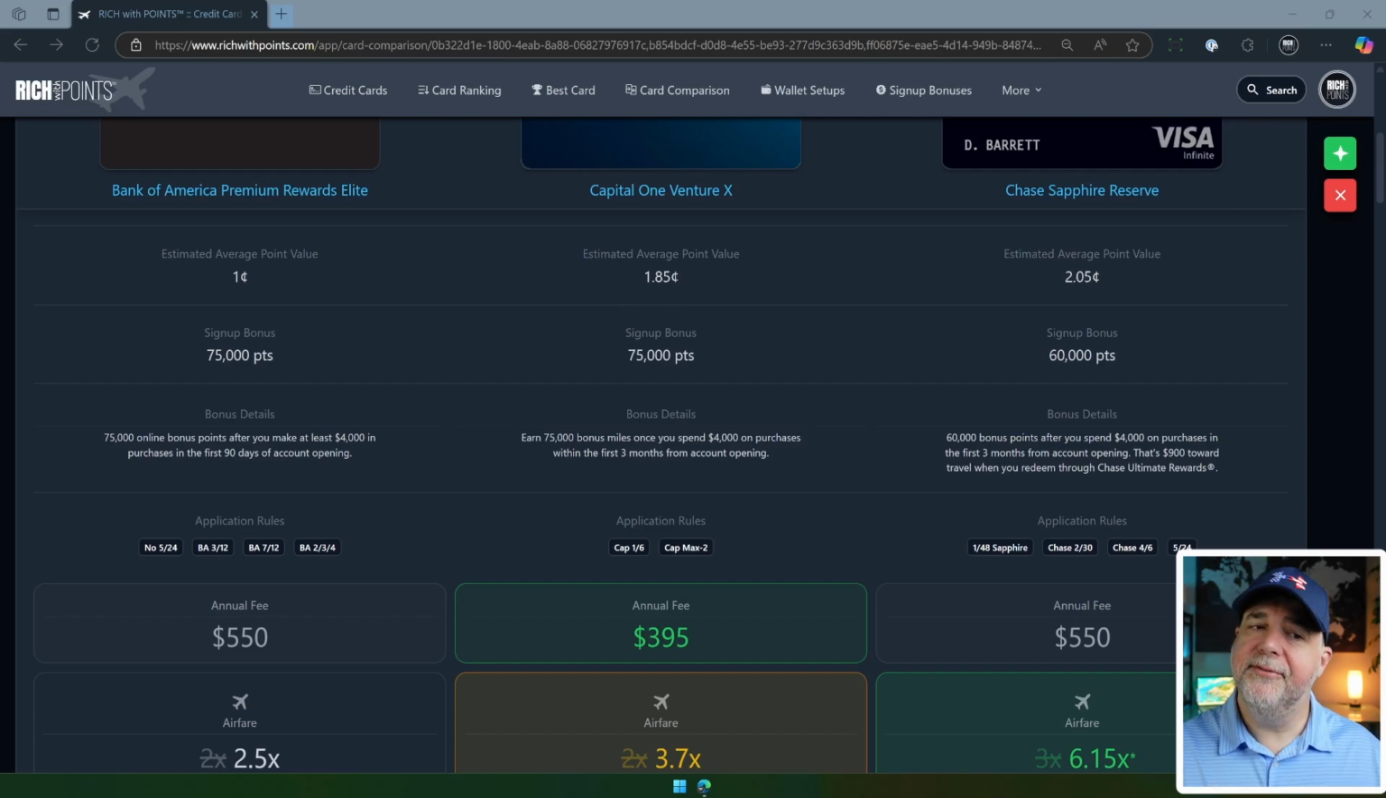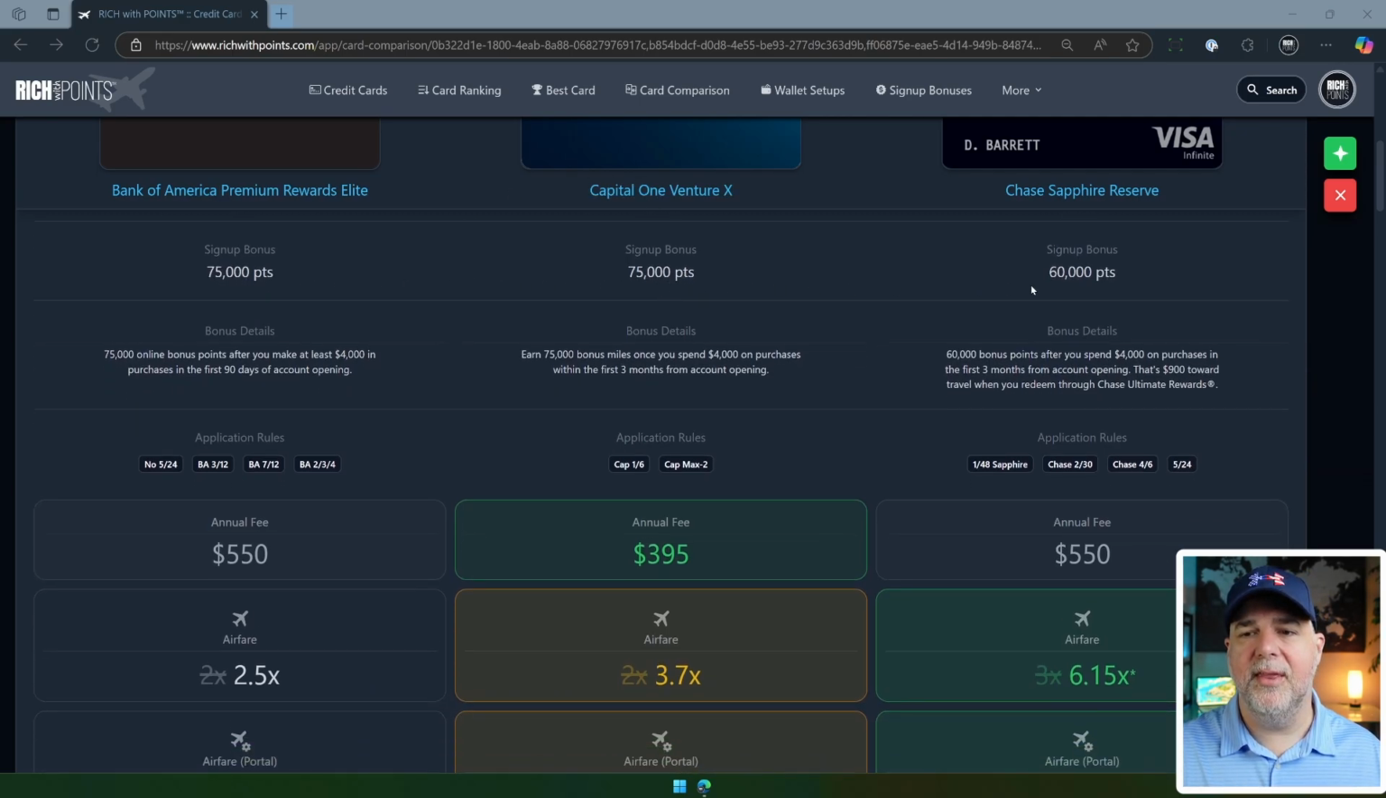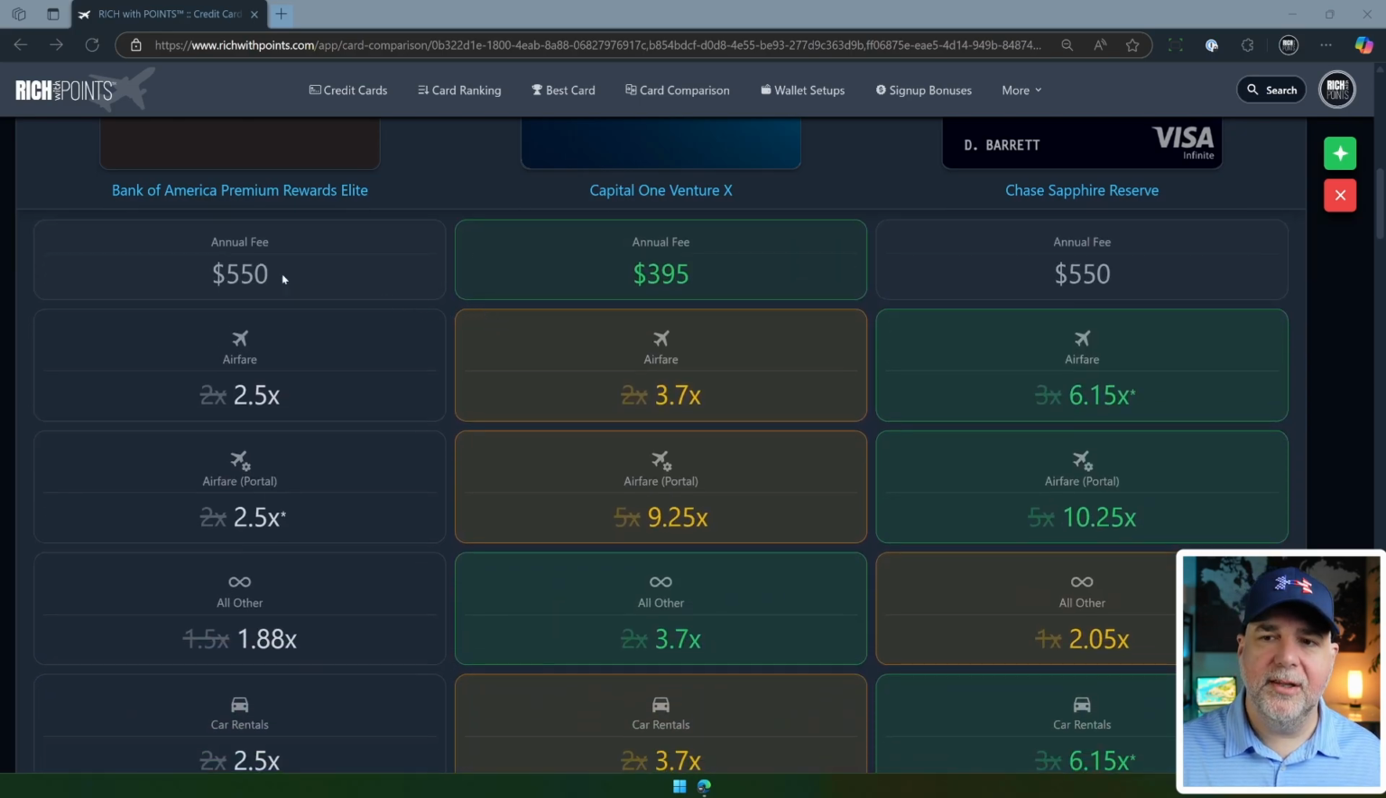Sign up bonus, you got 75,000 points over here, 75,000 for the Venture X, and then 60,000 points for the Reserve. For the annual fees, you got $550 for the Elite, $550 for the Reserve, and then roughly $400 for the Venture X. Super easy to get this back with the Venture X.